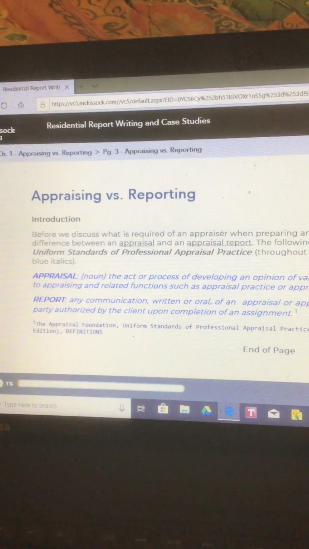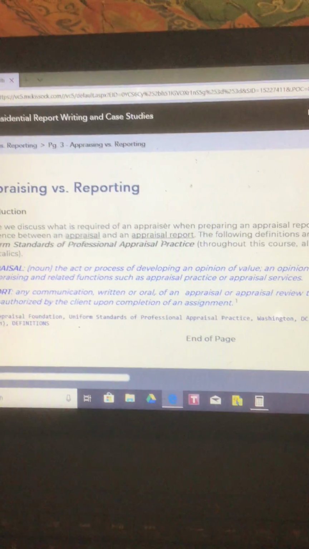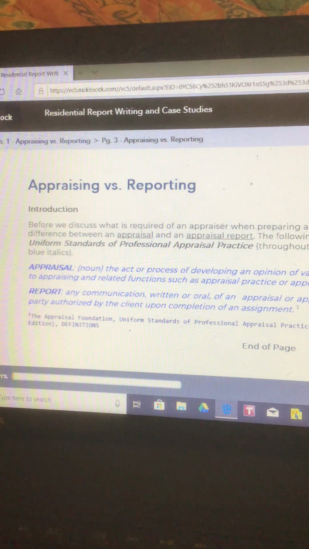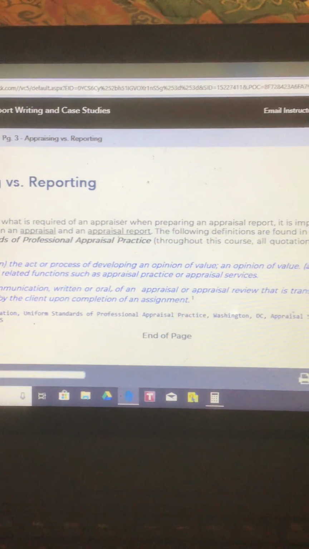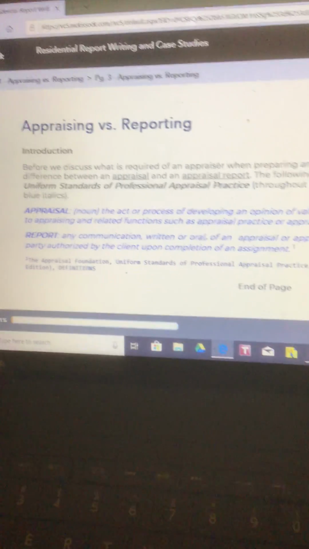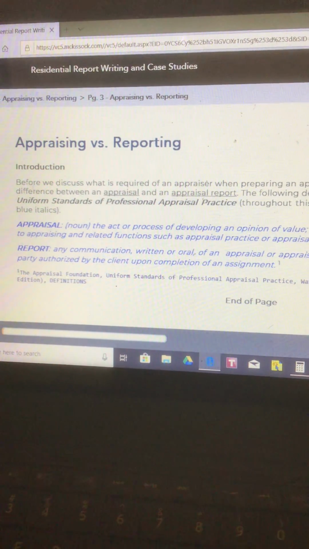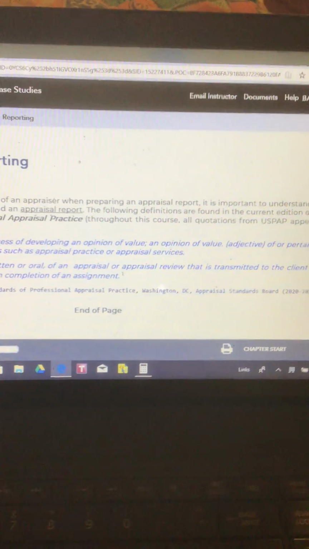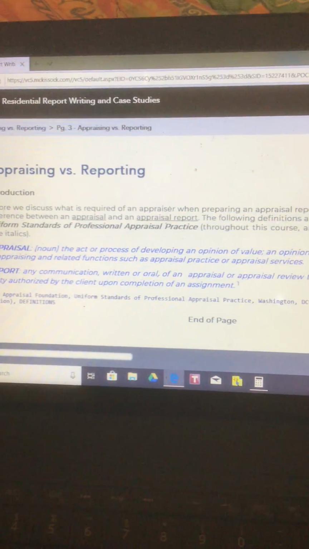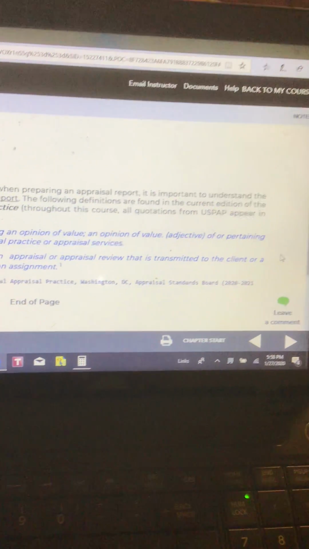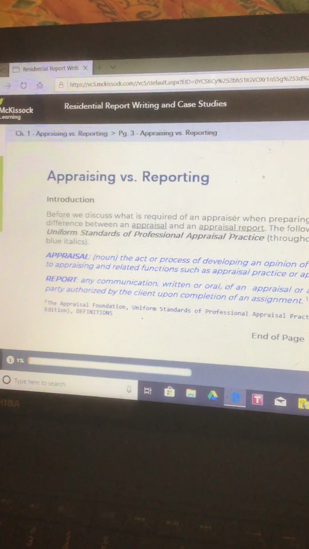Page 3, Appraising versus Reporting. Introduction. Before we discuss what is required of an appraiser when preparing an appraisal report, it is important to understand the difference between an appraisal and an appraisal report. The following definitions are found in the current edition of the Uniform Standards of Professional Appraisal Practice. Throughout this course, all quotations from USPAP appear in blue italics.